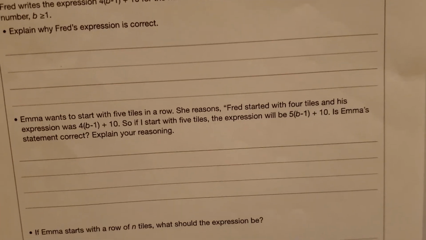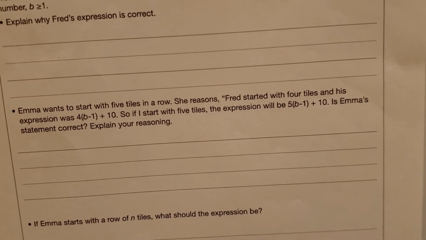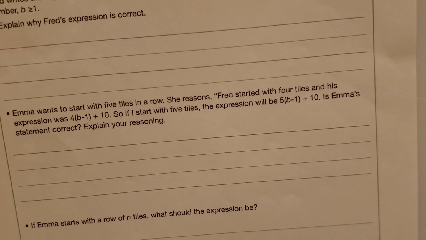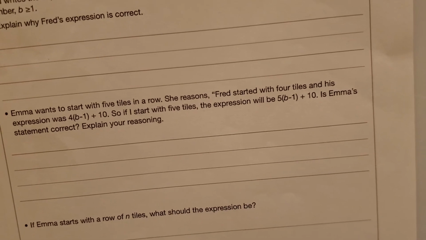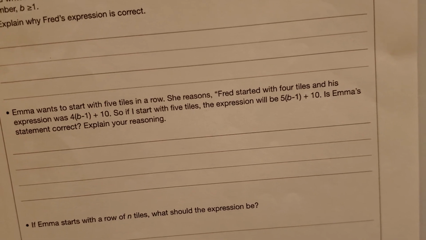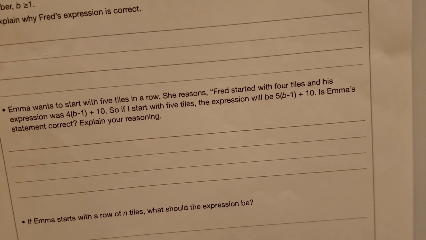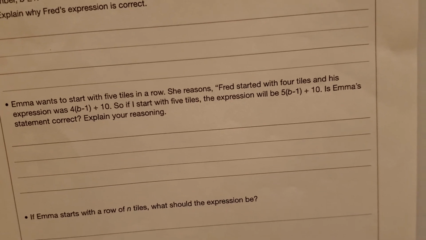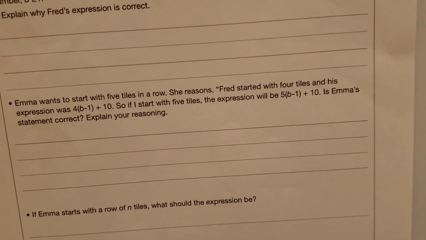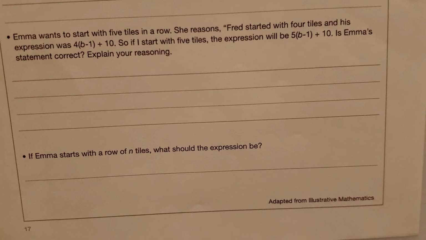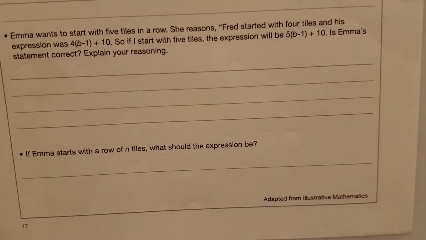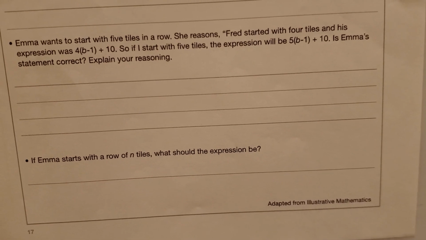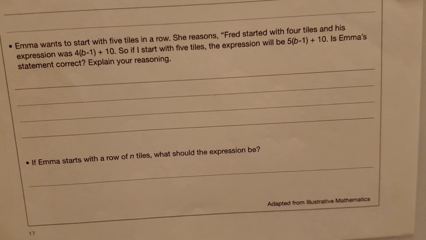And then Emma, she wants to start with 5 tiles in a row. She reasons Fred started with 4 tiles and the expression was 4(b minus 1) plus 10. So if I start with 5 tiles, the expression will be 5 times (b minus 1) plus 10. Is Emma's statement correct? Explain your reasoning. So once you figure out Fred's reasoning, that'll help you answer Emma's reasoning. If Emma starts with a row of n tiles, what should the expression be? Okay, so I'm going to tell you now, her expression is not going to work. Okay, so you're going to have to figure out what hers really is going to be.